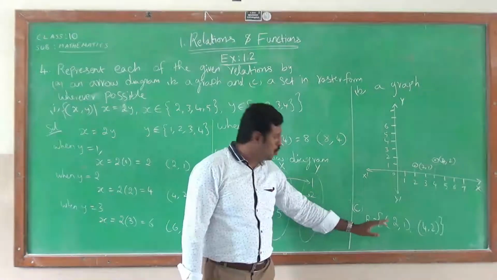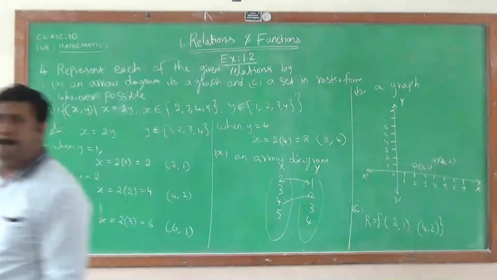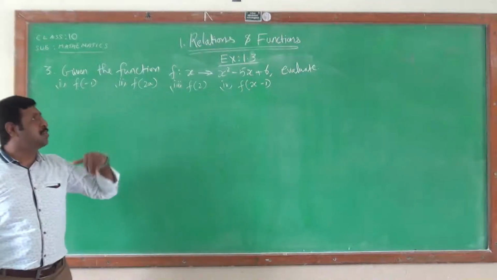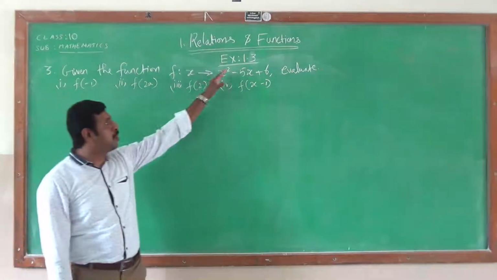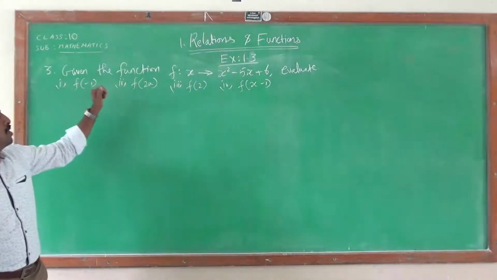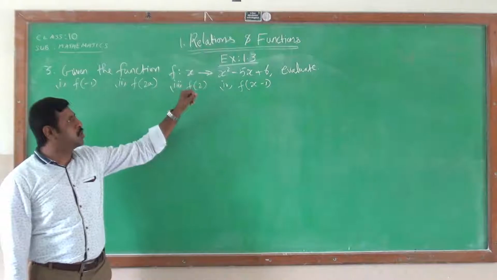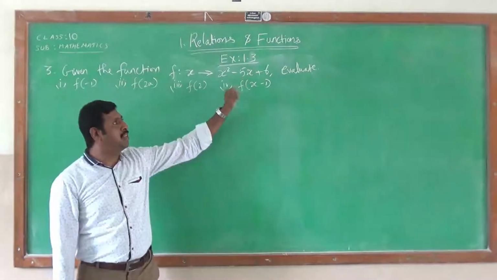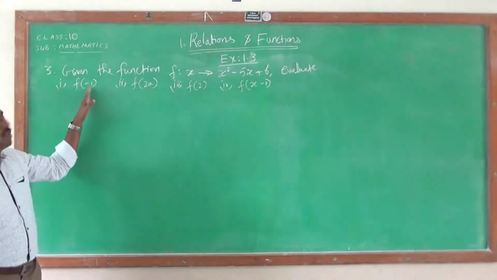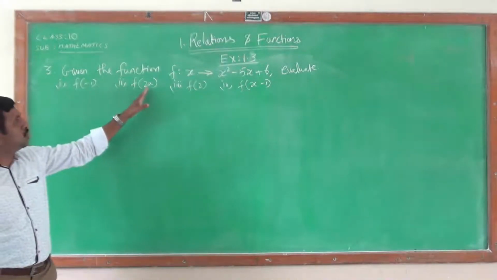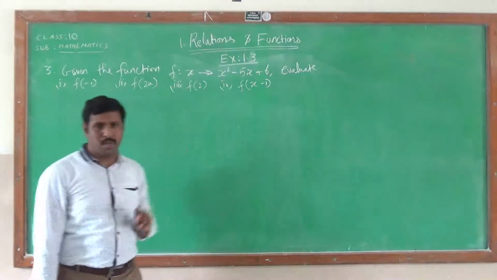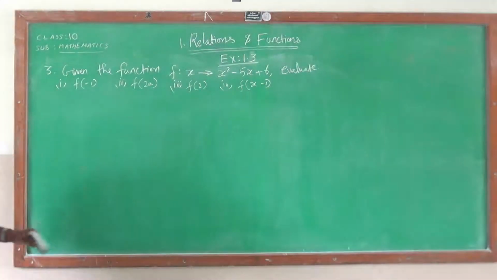Students, today we are going to see the first chapter, relation and function, exercise number 1.3, question number 3. Given the function f from x is given as x square minus 5x plus 6. Evaluate the function of minus 1, the function of 2a, and then the function of 2, and then the function of x minus 1. Let's see the answer for this.